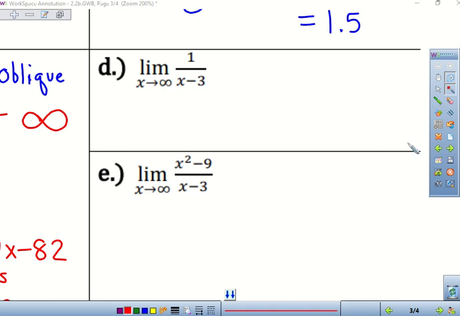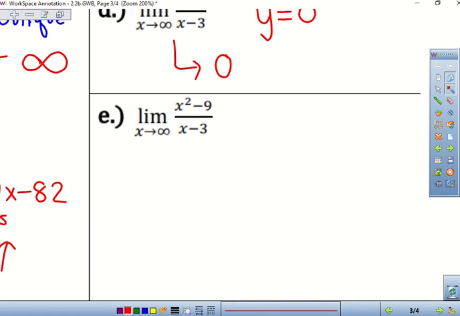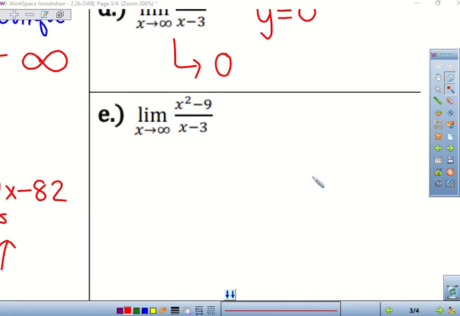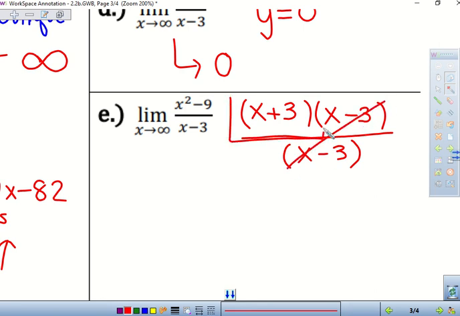Alright, D, top heavy or bottom heavy? Bottom. Bottom heavy is y equals 0, so the limit as we approach infinity is 0. Okay, next one. Top heavy or bottom heavy? It's top heavy, and you could do synthetic division. However, can't this be factored on the numerator? What could I factor that numerator into? X plus 9. Good. So what that's going to result in is this is canceled out, and the function I'm actually taking the limit of is just x plus 3.